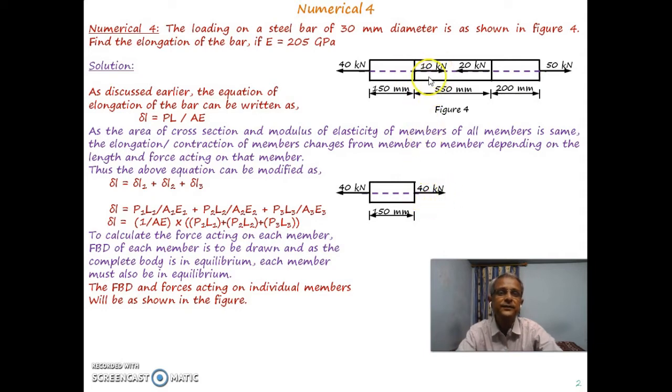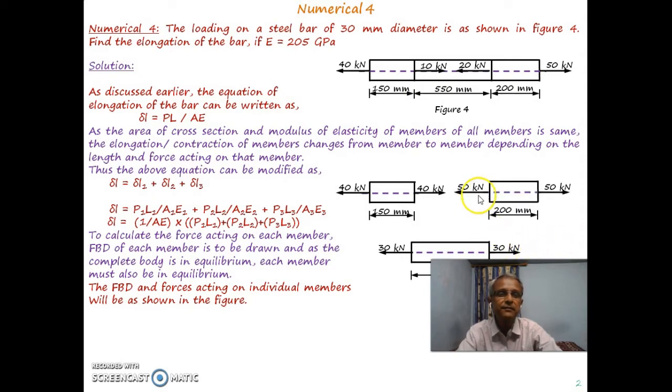But in the actual structure, there is a 10 kN force. So for segment 2, I need to apply a 30 kN opposite force, so that the sum of these two at this particular position becomes 10 kN. Considering equilibrium of segment 2, I again need 30 kN force over here. In segment 3, I will apply a 50 kN force in this direction, so that the summation of these two equals 20 kN in the opposite x direction, and 50 kN as given in the original structure. So when we consider different segments, each segment must also be in equilibrium.